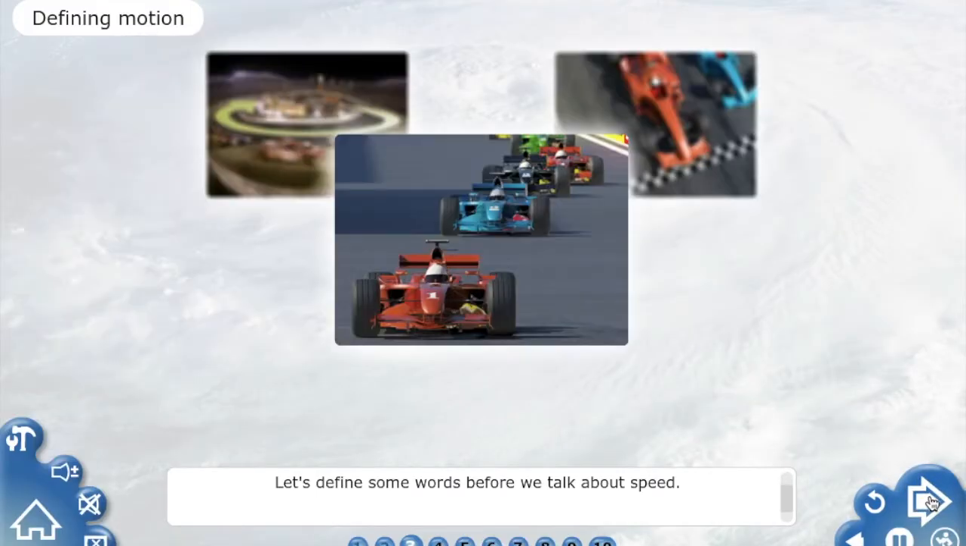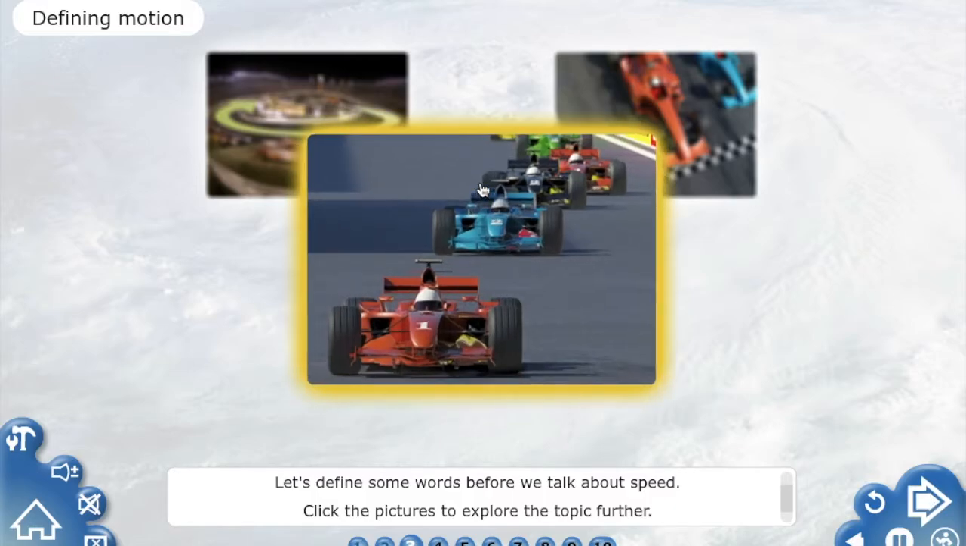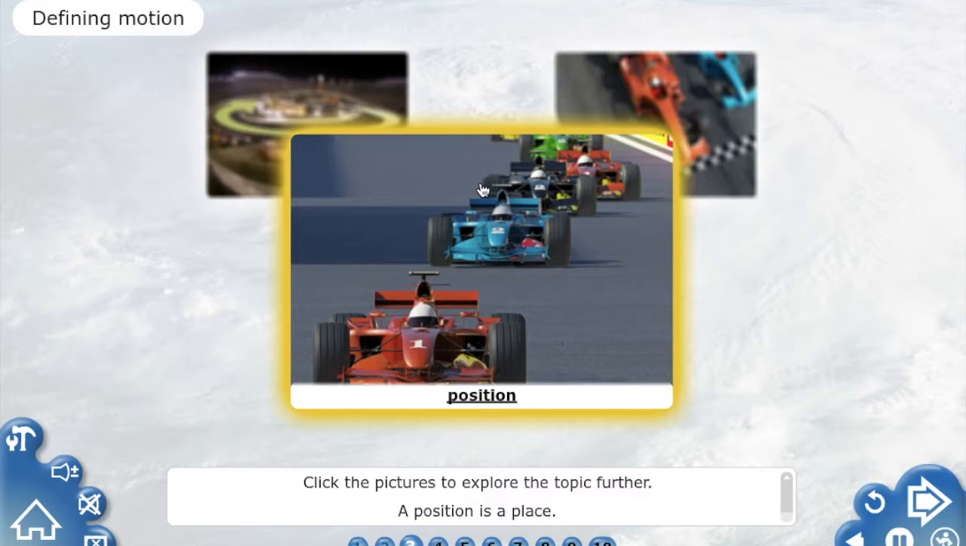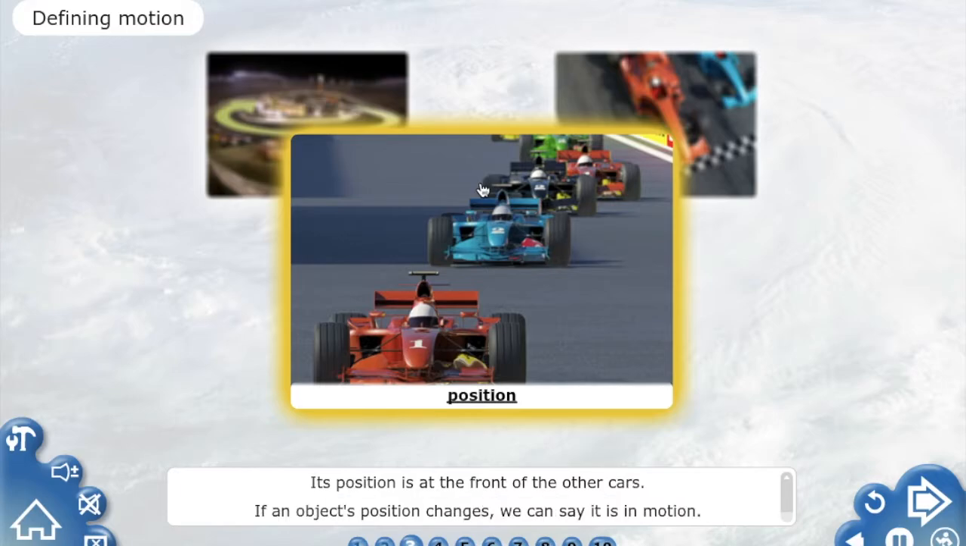Let's define some words before we talk about speed. Click the pictures to explore the topic further. A position is a place. Here, the red car looks like it's in first place. Its position is at the front of the other cars. If an object's position changes, we can say it is in motion.